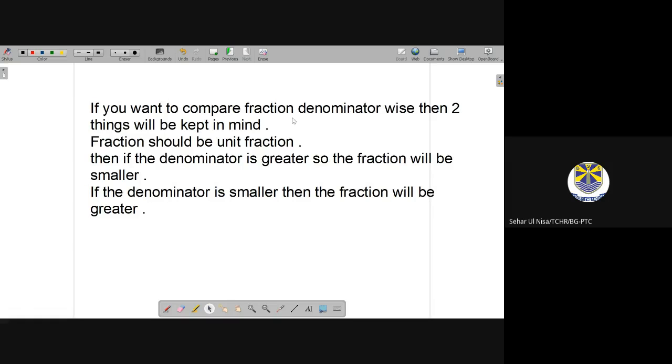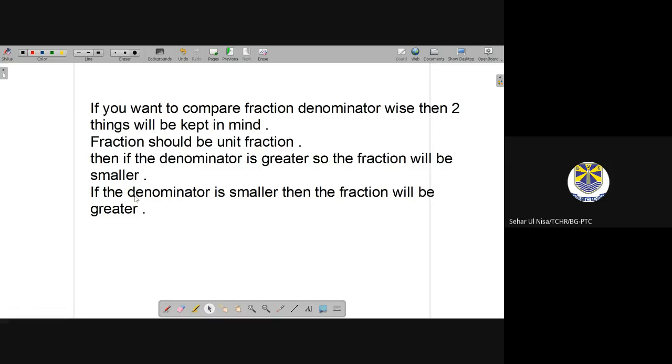If you want to compare fractions denominator-wise, if the denominator is greater, the fraction will be smaller. For this, the first thing is the fraction should be a unit fraction. What is a unit fraction? The numerator will always be 1. If the numerator is 1, then you can apply this condition, otherwise this condition will be false. So if the denominator is greater, the fraction will be smaller. If the denominator is smaller, then the fraction will be greater.